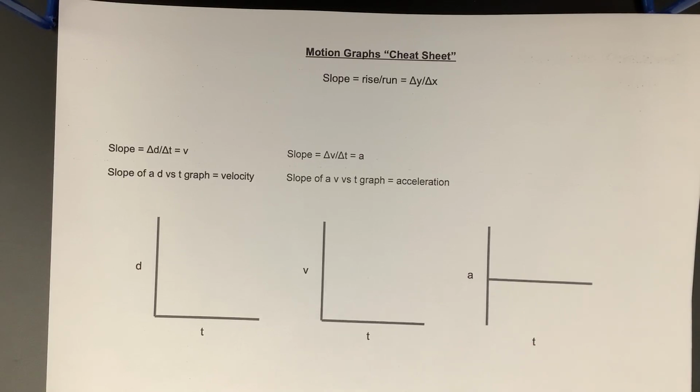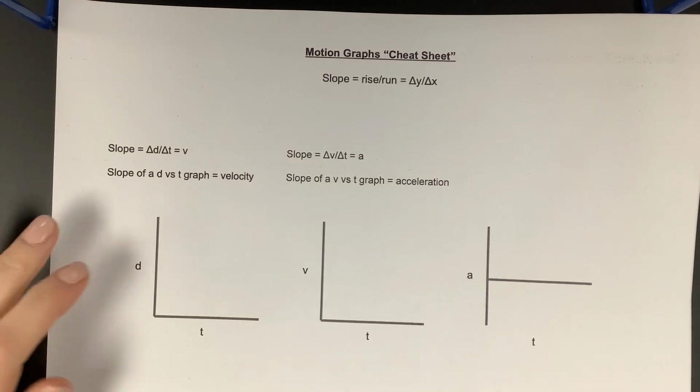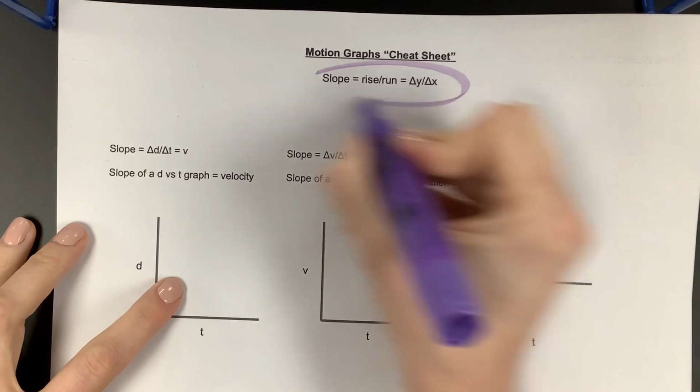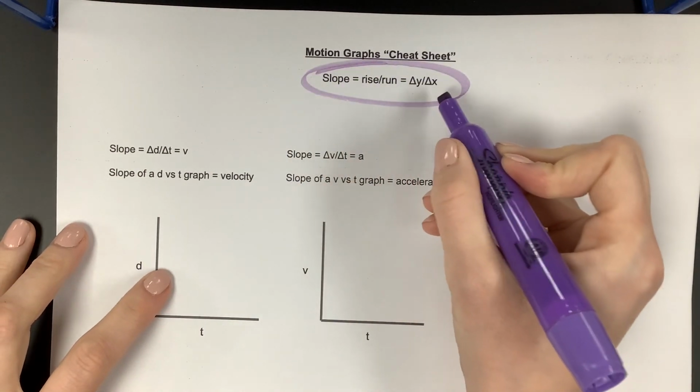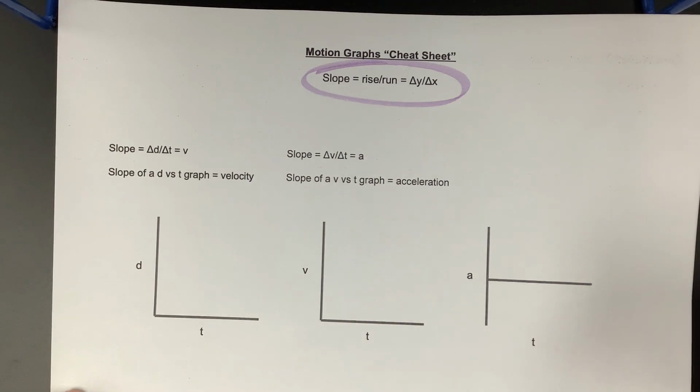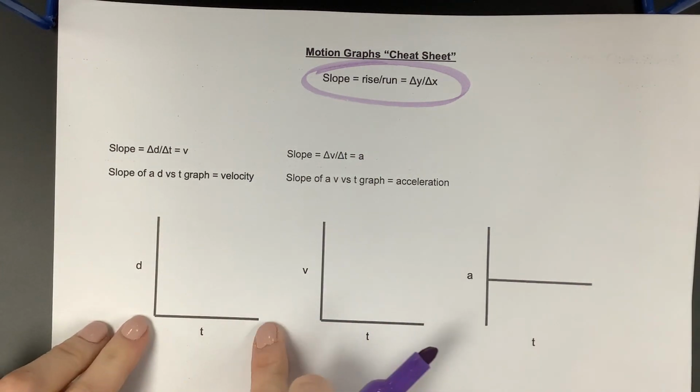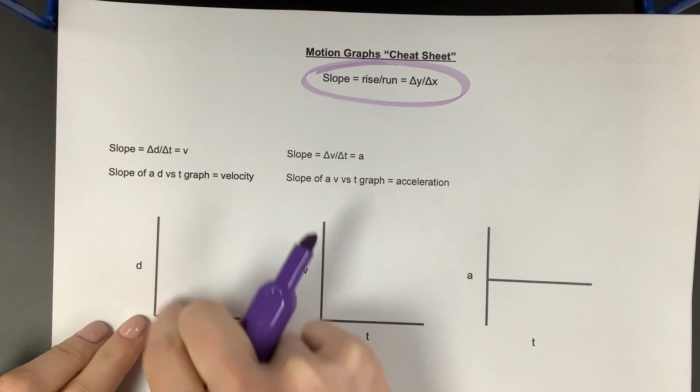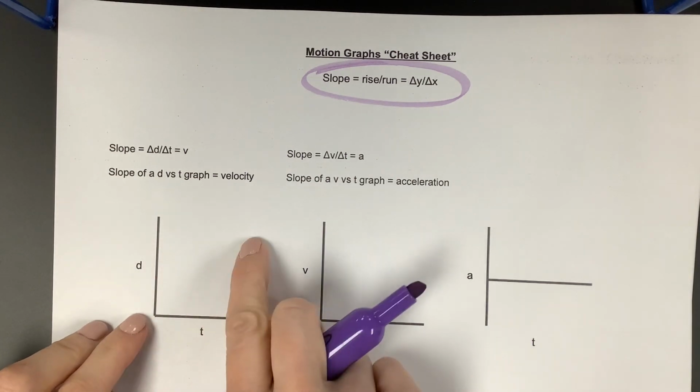Here's our cheat sheet for motion graphs. The key here is remembering that slope is rise over run, or change in y over change in x. So the slope of each graph really gives us information about the next graph. A distance versus time graph, the slope of that is rise over run, change in y over change in x.